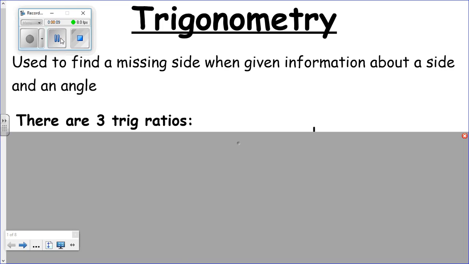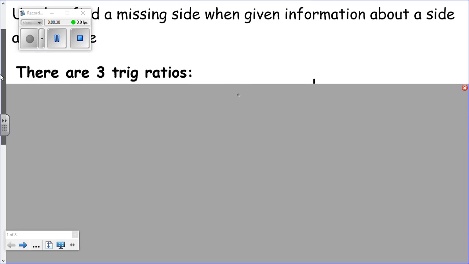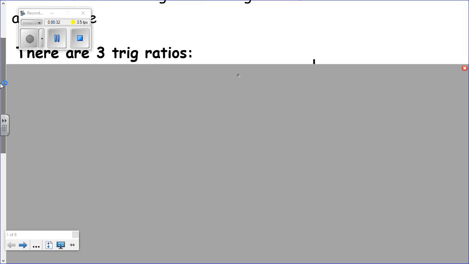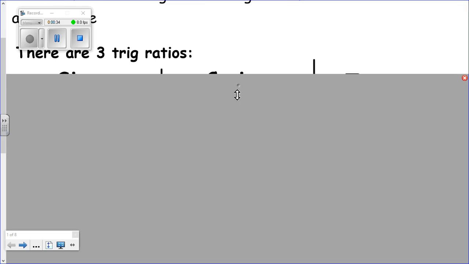So here are trigonometry notes. You can go ahead and write this down in your spiral notebooks. So what do we use trig for? We use trig to find a missing side when we have information about a side and an angle, which is different than when we use Pythagorean theorem, because with Pythagorean theorem we would have two sides given and we're going to find a third. Okay. So there are three trig ratios that we will talk about.